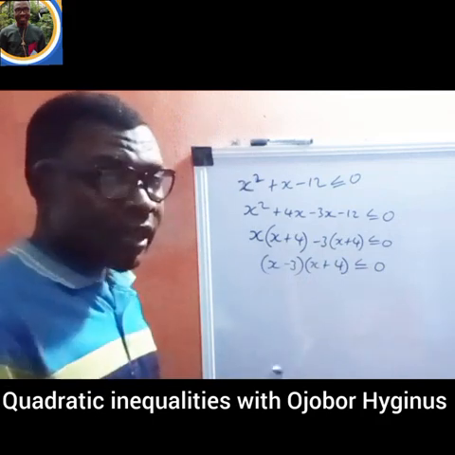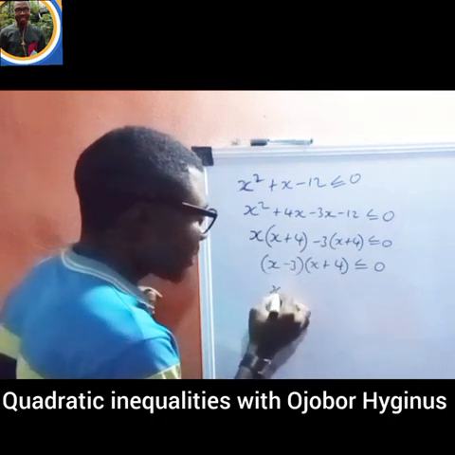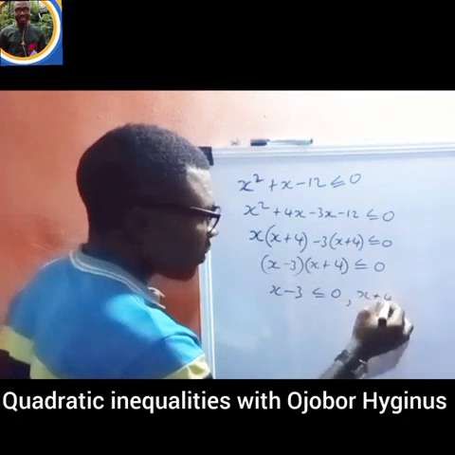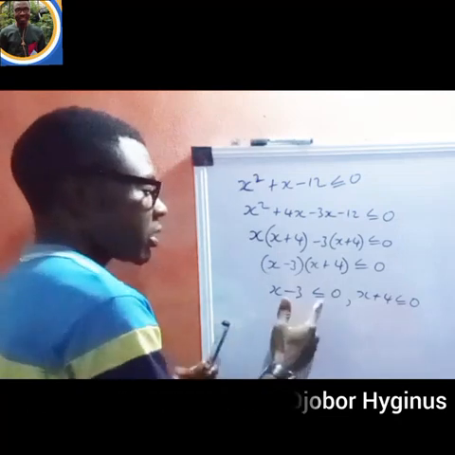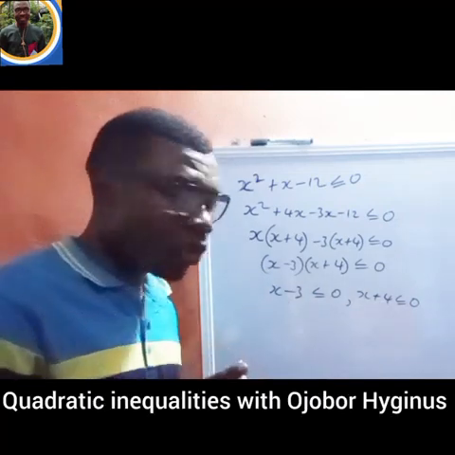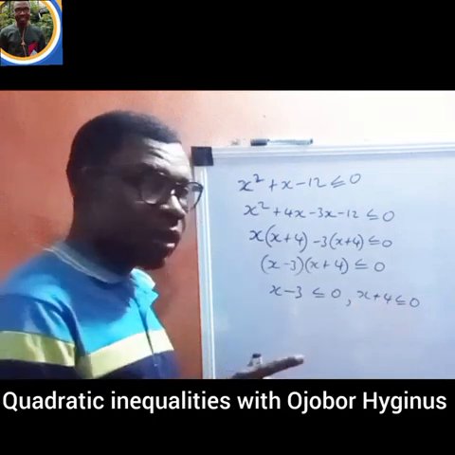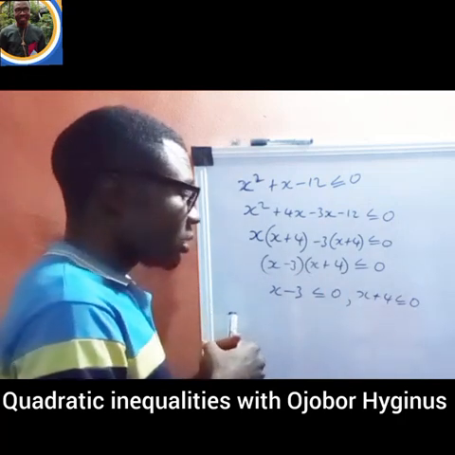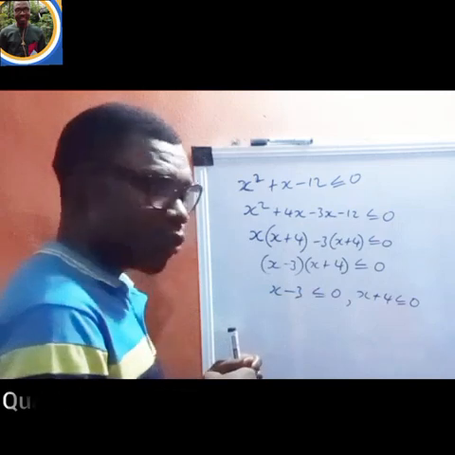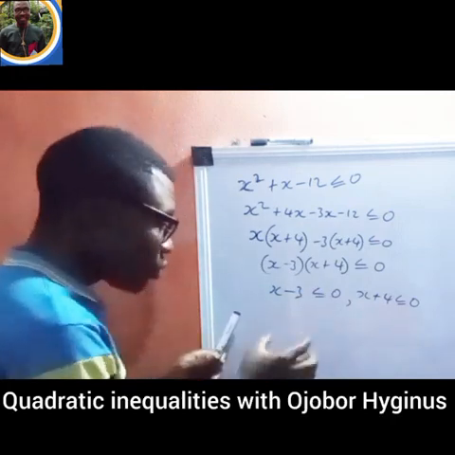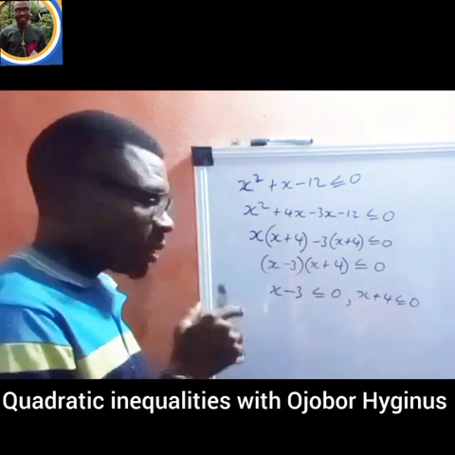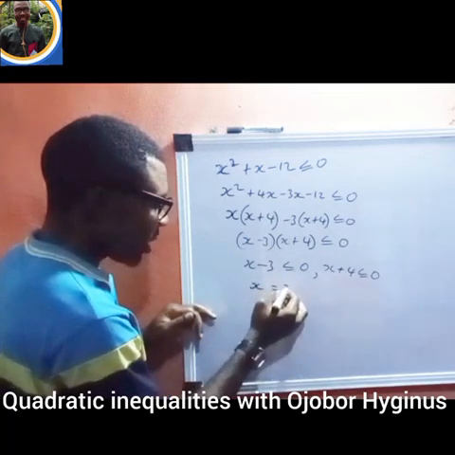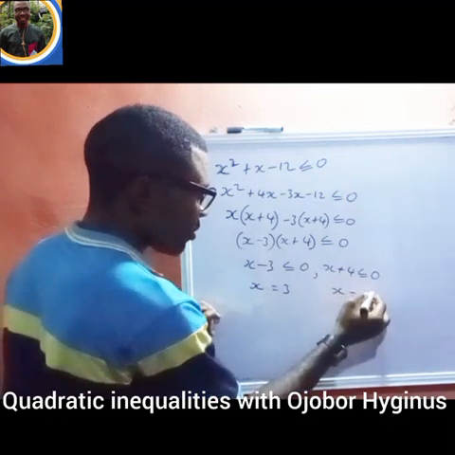Okay? If it is an equation, we would have just said x minus 3 equals 0, and x plus 4 equals 0. But because this is an inequality, it is wrong for you to do this, because both of them are not going to satisfy this inequality when it is less than or equal to 0. So what are we going to do? We are going to assume it to be equality sign. If you find x here, assuming this is an equality sign, x will be equal to 3, and here x will be equal to minus 4.